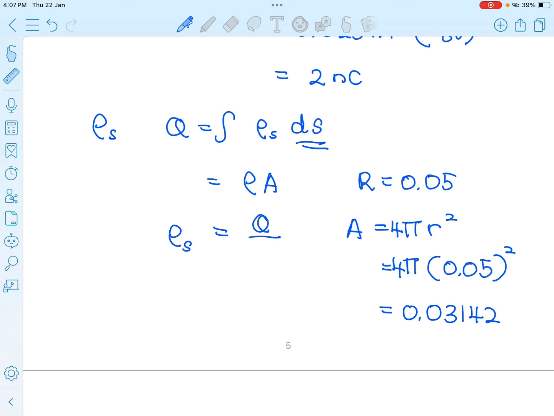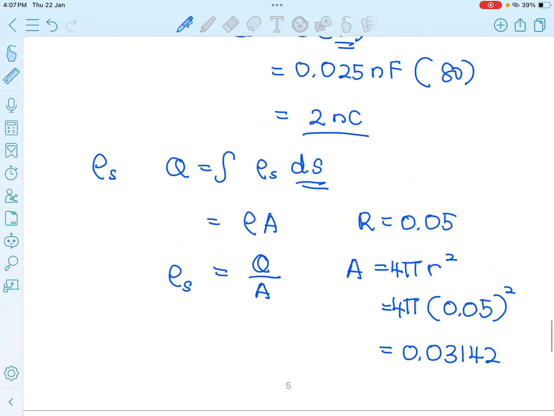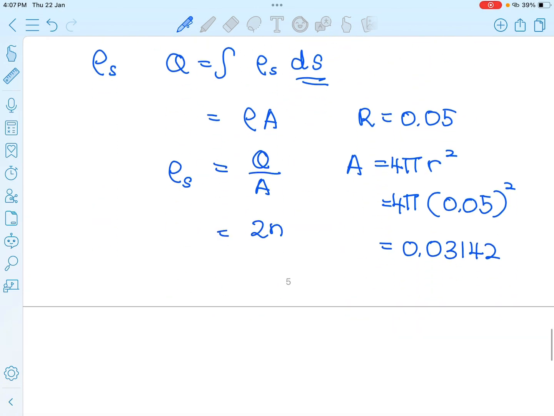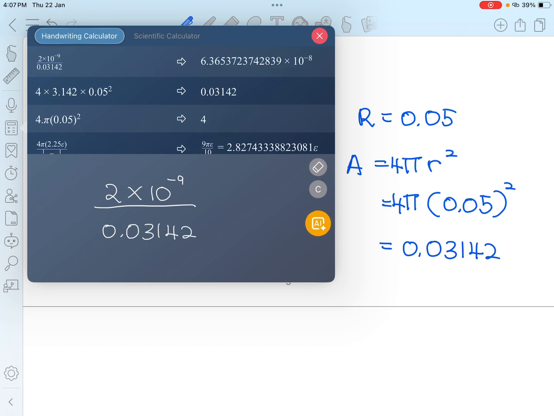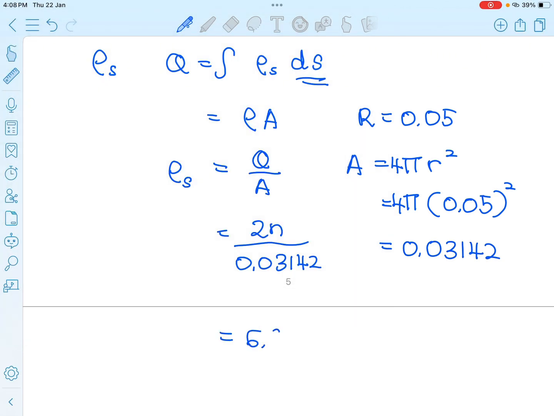So it's Q over A. You use the 2 nanocoulombs over 0.03142. So it equals 6.37 times 10 negative 8 coulombs.